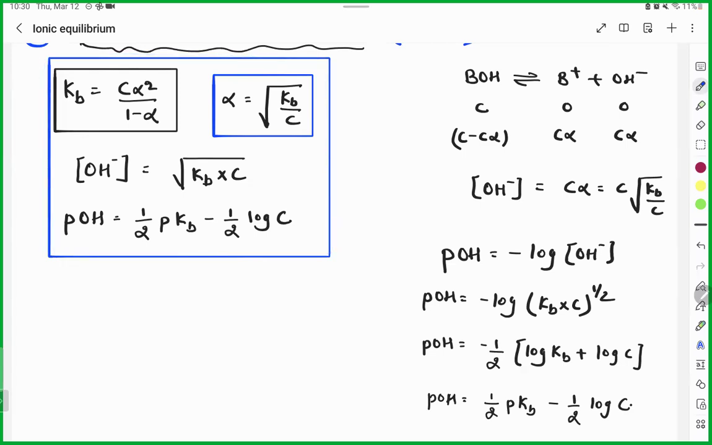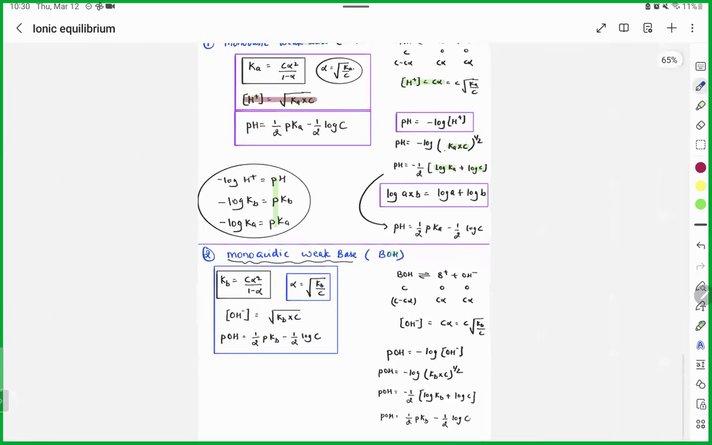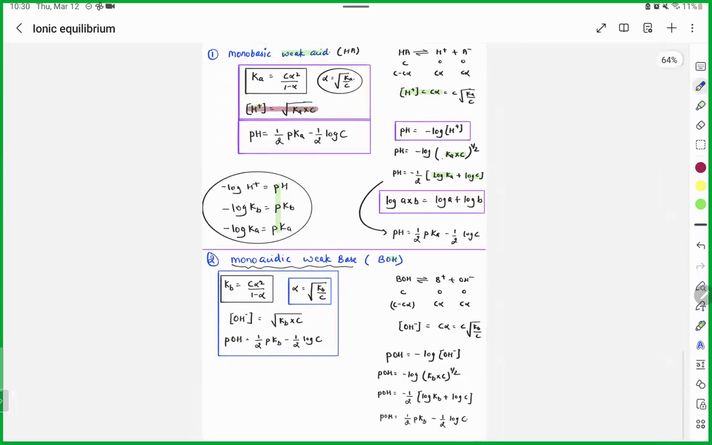So guys tell me, did you get anything new from this, or is it exactly same as what you did in the weak acid? Copy paste same. Instead of Ka, you are writing Kb, nothing else. Right? It's just for revision, we are writing everything again and again.